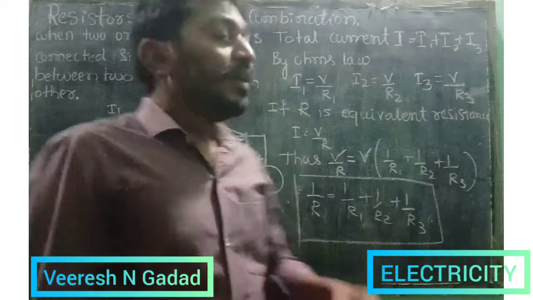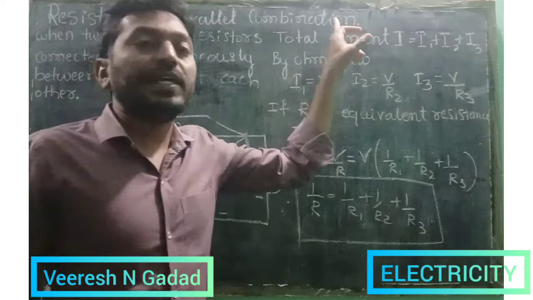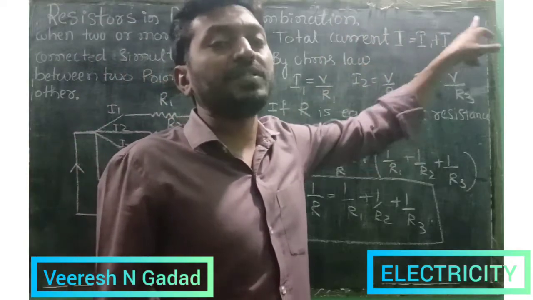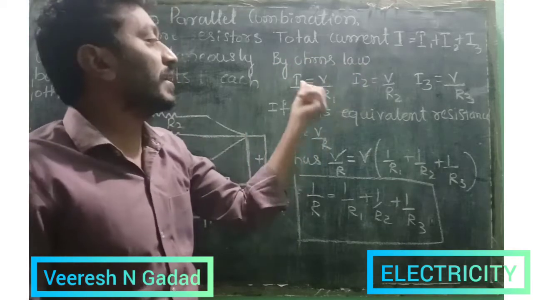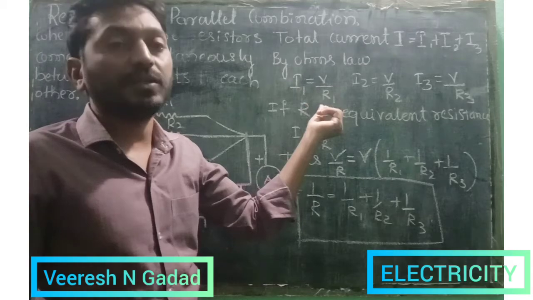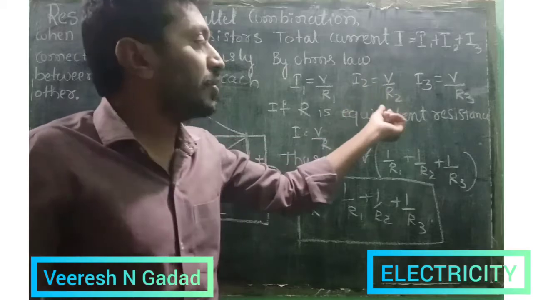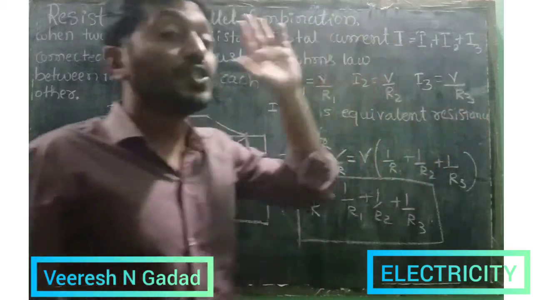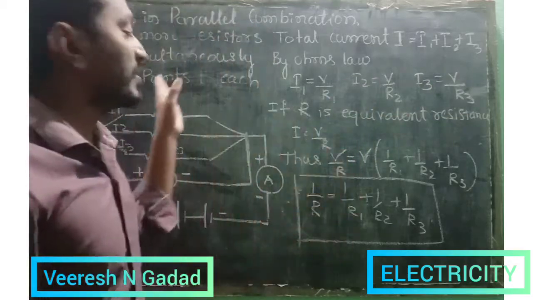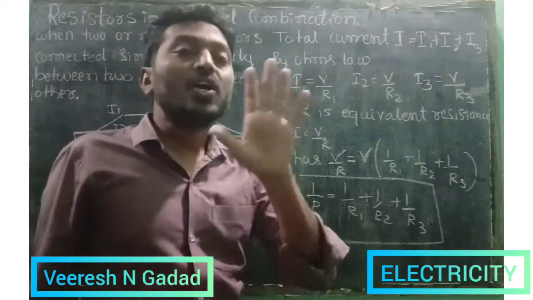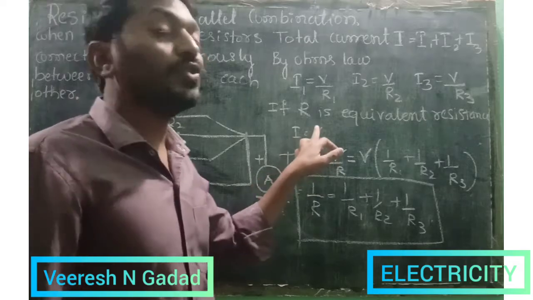Then in parallel combination, what happens? The total current is I equals I1 plus I2 plus I3. According to Ohm's law, I equals V by R. Therefore, I1 equals V by R1, I2 equals V by R2, and I3 equals V by R3. Here V means the potential difference, which is the same across each resistor in the parallel combination. If R is the equivalent resistance, then I equals V by R.